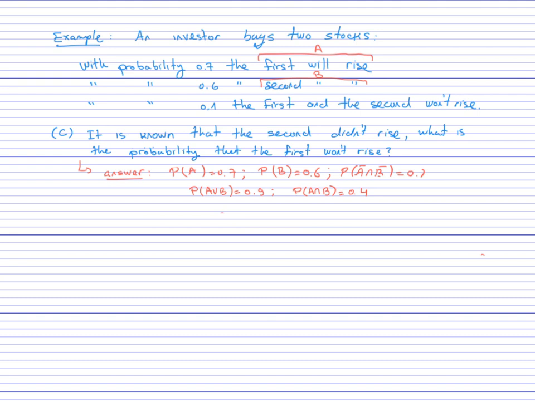Let's continue with C. It's known that the second didn't rise. What is the probability that the first won't rise? So we need to write explicitly this probability. The information is that the second one didn't rise. What is the probability that the first one won't rise?